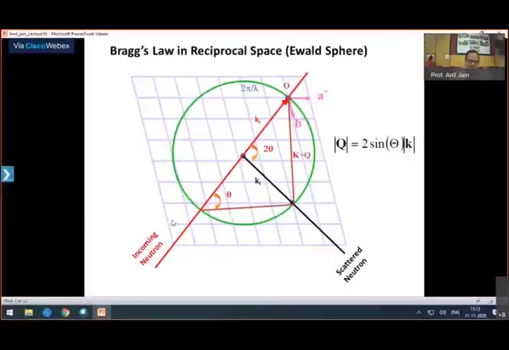So here, this is the sphere. This is called the Ewald sphere, and this is the momentum transfer, which is 2 mod k sine theta, which becomes 4 pi by lambda sine theta, which you might have already understood by this time.